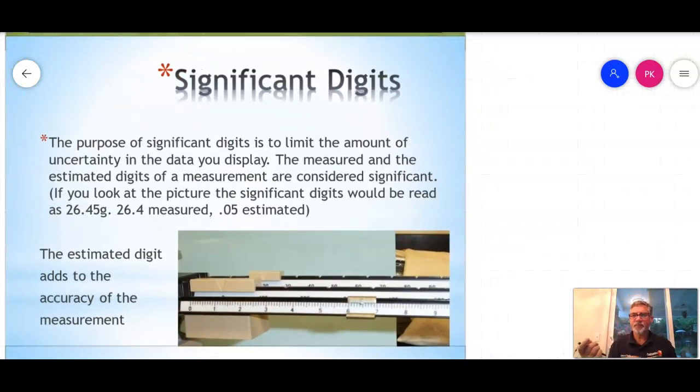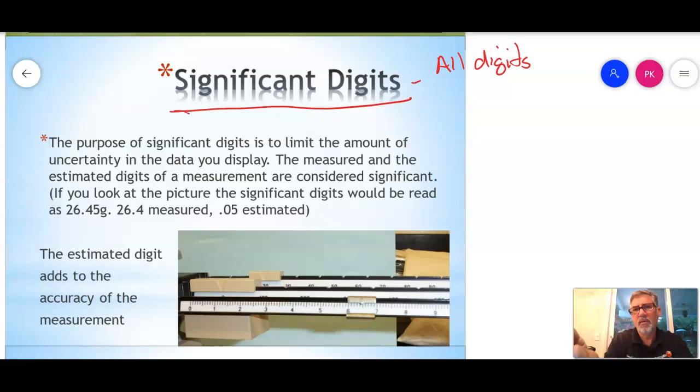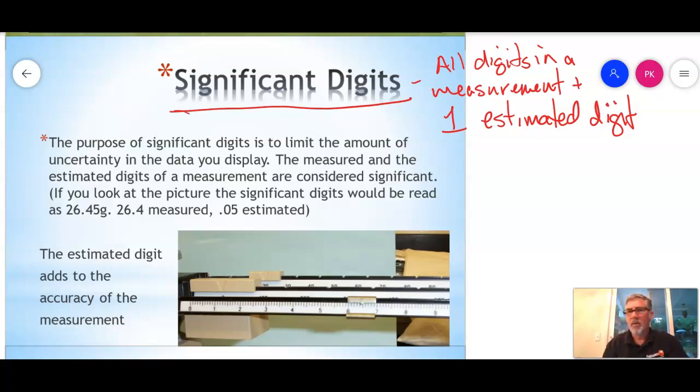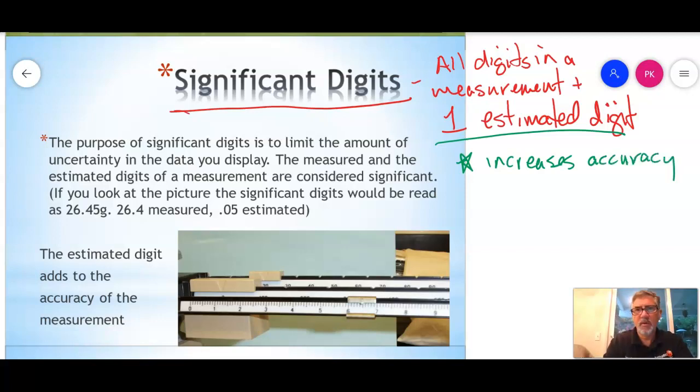All right, so here's a subject that makes people confused. So I'll just introduce it and then I'll reinforce it through the semester. I just want to teach you significant digits, right? Right, so significant digits are all digits in a measurement and one estimated digit. This one estimated digit increases accuracy. Right, so that one digit increases accuracy.